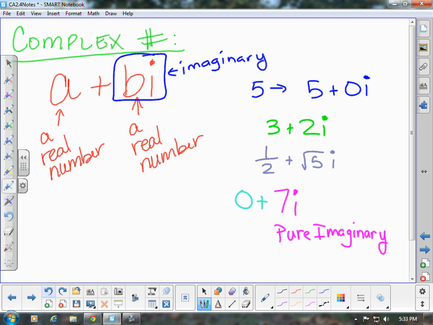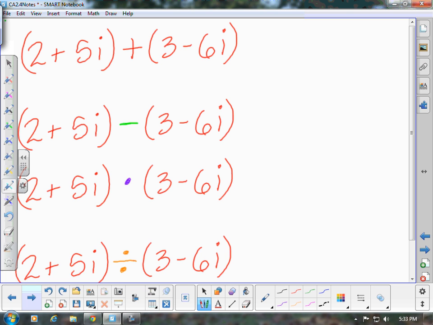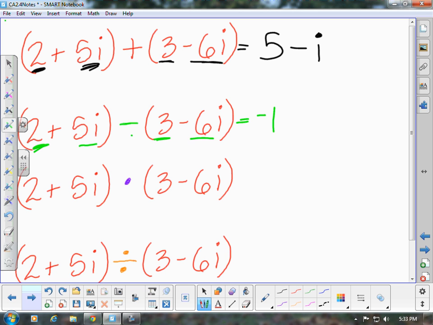And because these are numbers, all of the different operations can be done with them. If you are adding, just like with variables, you add similar terms. So you would take the 2 plus the 3, and you would get 5. And 5i minus 6i would be a negative 1i. Subtracting then, do the same thing, 2 minus 3, which equals a negative 1. And then 5i minus a negative 6i, which should turn into 11i.